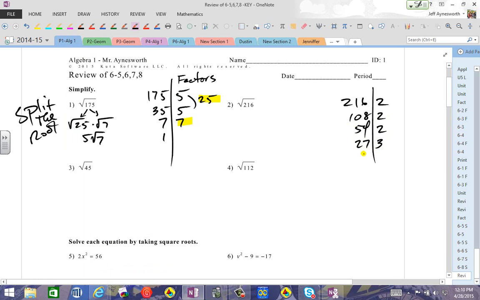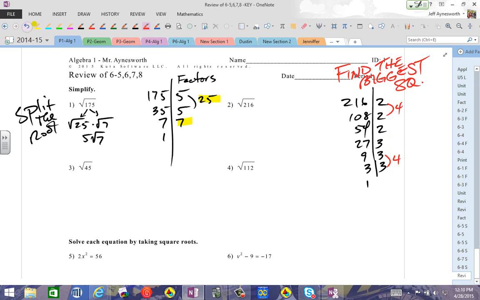And the rest is easy, right? Divided by 3, you get 9. Divide 9 by 3 to get 3. It's prime, so divide it by itself. And you get 1. And the goal is to find the biggest square. Let's find the biggest, not the smallest, but the biggest square factor. All right, I see a square here. I see a square here. Whoops, that's supposed to be 9. 3 times 3 is 9.